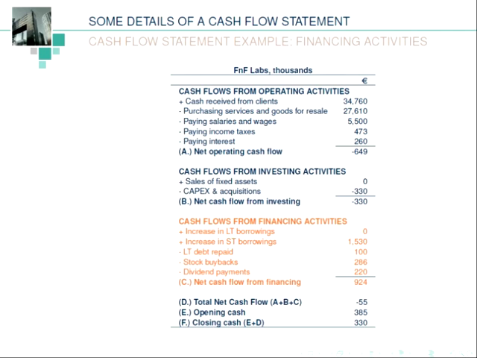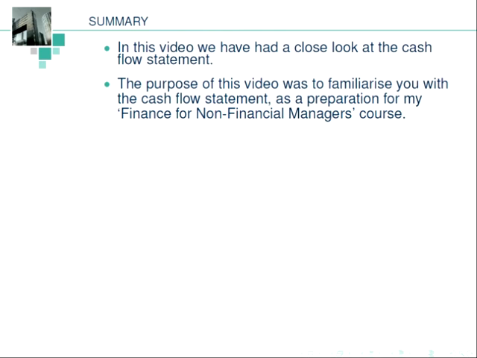The opening cash position for this particular firm would have been the balance sheet item cash and cash equivalents ending 2 years ago at 385 and ending last year at 330. The difference is perfectly explained by the total net cash flow. This is all there is for the cash flow statement. In this short video, we have had a look at the three categories of the cash flow statement, and the purpose was just to familiarize you with it.